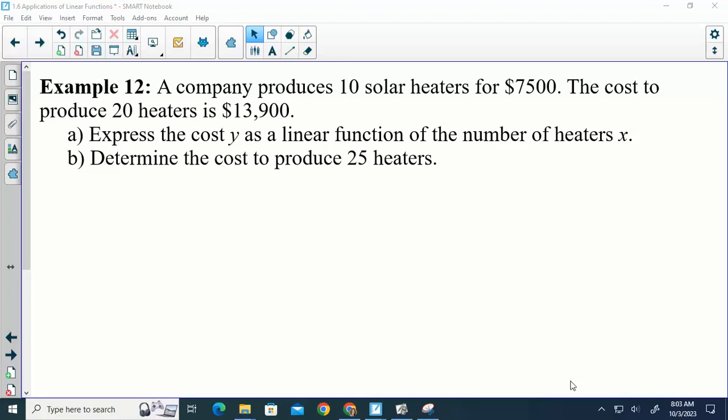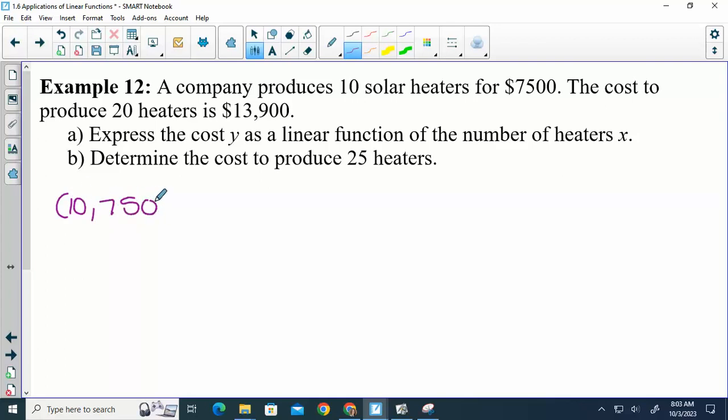So a linear function, I'm writing the equation of a line, but it's not like the ones we did yesterday where I gave you m and b. So what do we have to do? Okay, could we get some points from this, like ordered pairs? I know x is the number of heaters and y is the cost. So what would my first ordered pair be? And what's the second one?